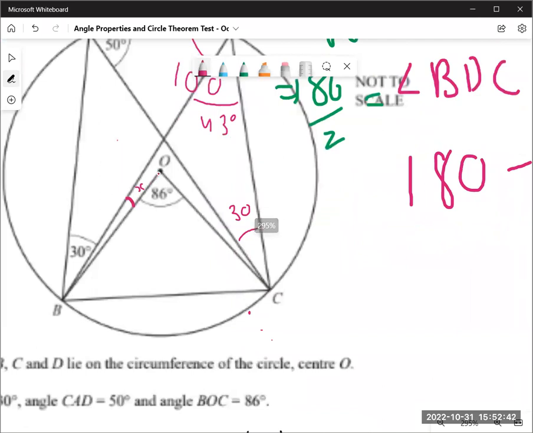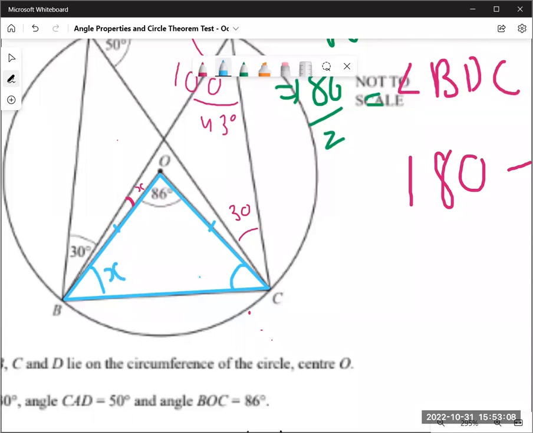Now look at this shape right here. What kind of shape is this? It's an isosceles triangle, right? Since this is an isosceles triangle, this angle over here must be the same as this angle. So this angle x will be the same as this one, because isosceles triangles are symmetrical in the middle.